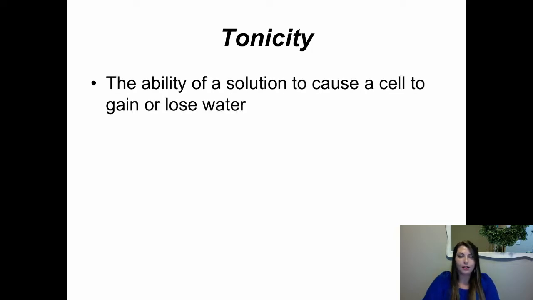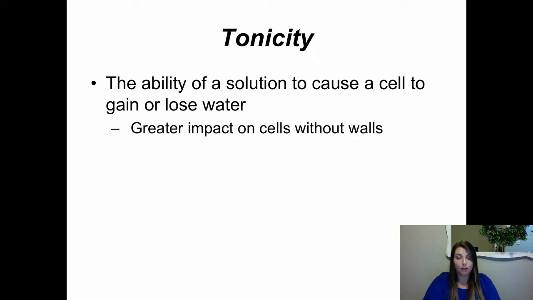So tonicity is the ability of a solution to cause a cell to either gain or lose water. Now you're going to have a greater impact of tonicity on cells that don't have cell walls. So think of an egg that doesn't have its shell. If you were to submerge that egg in a cup of water, well, it doesn't have that really hard, rigid cell wall or eggshell on it to prevent the movement of water. So water is going to more easily cross through this egg that doesn't have its shell.